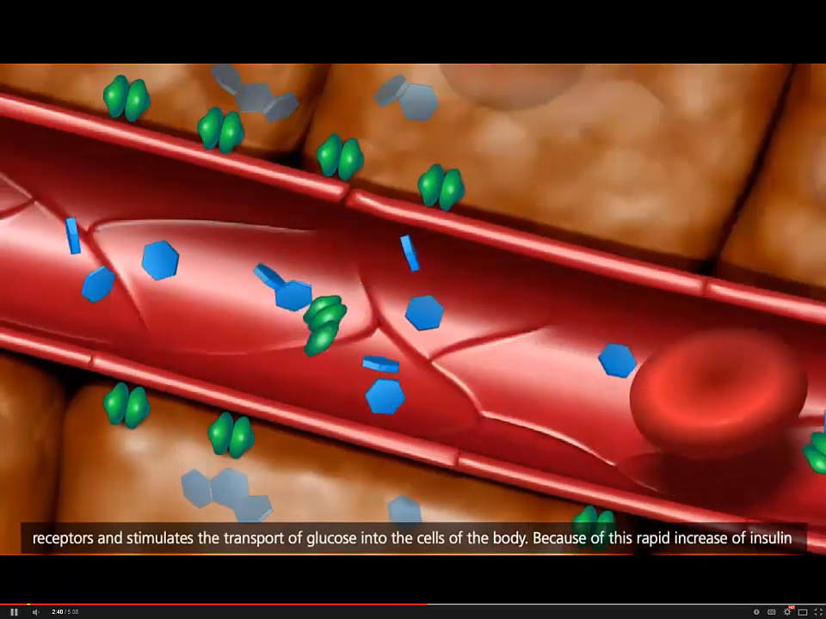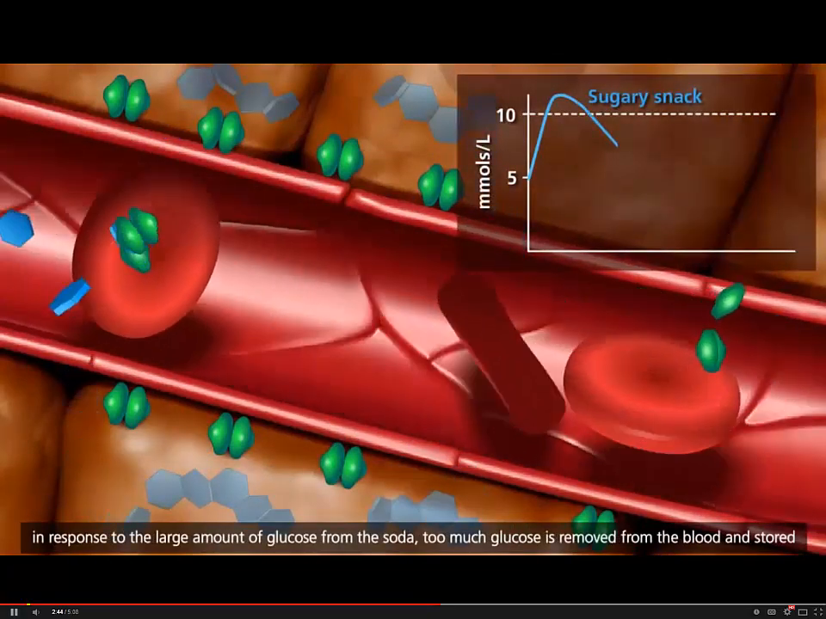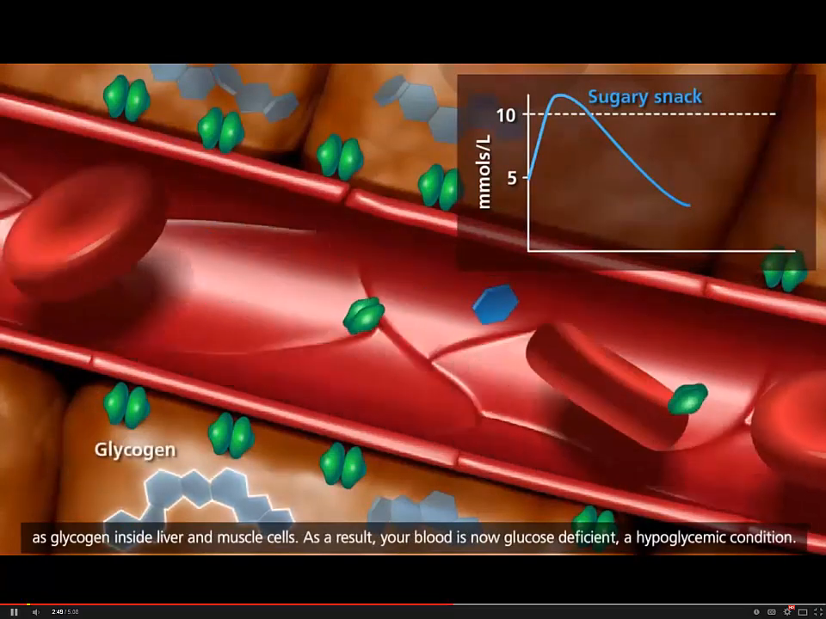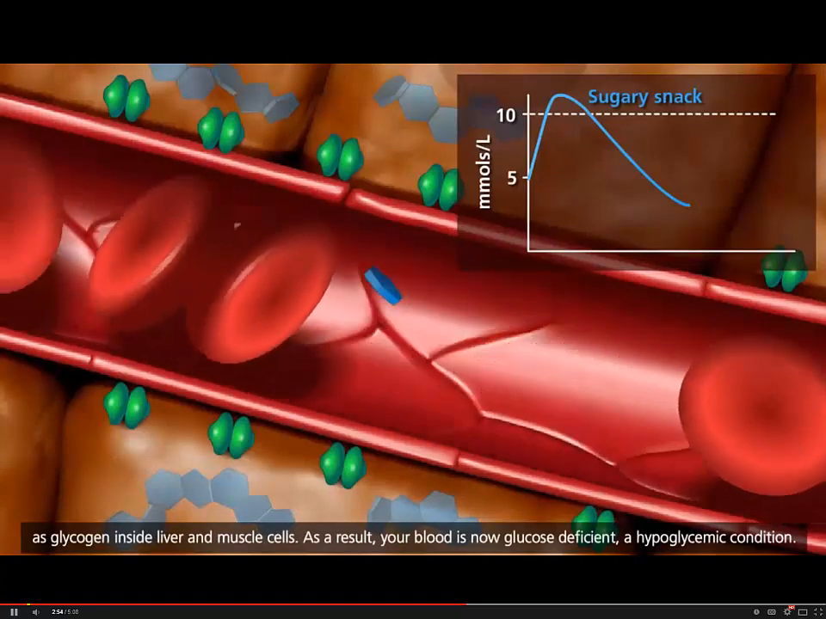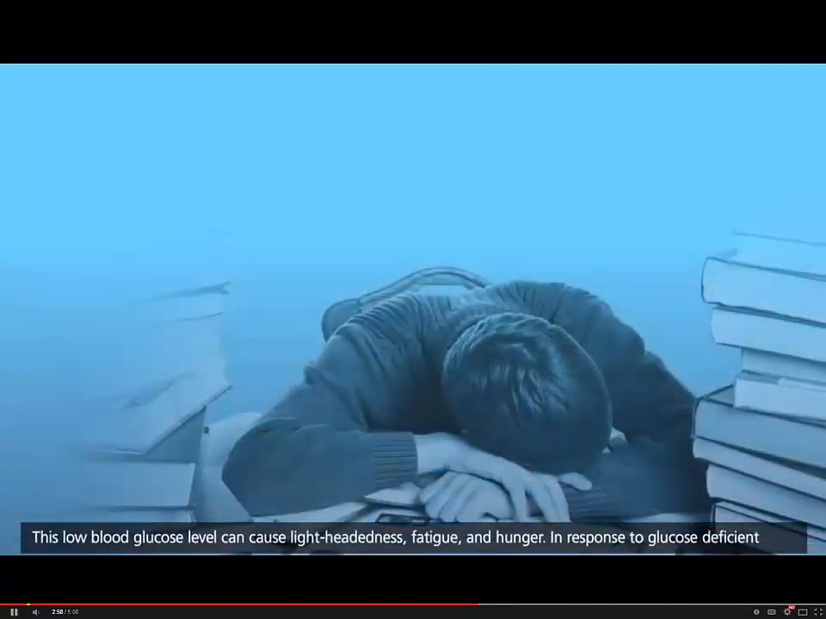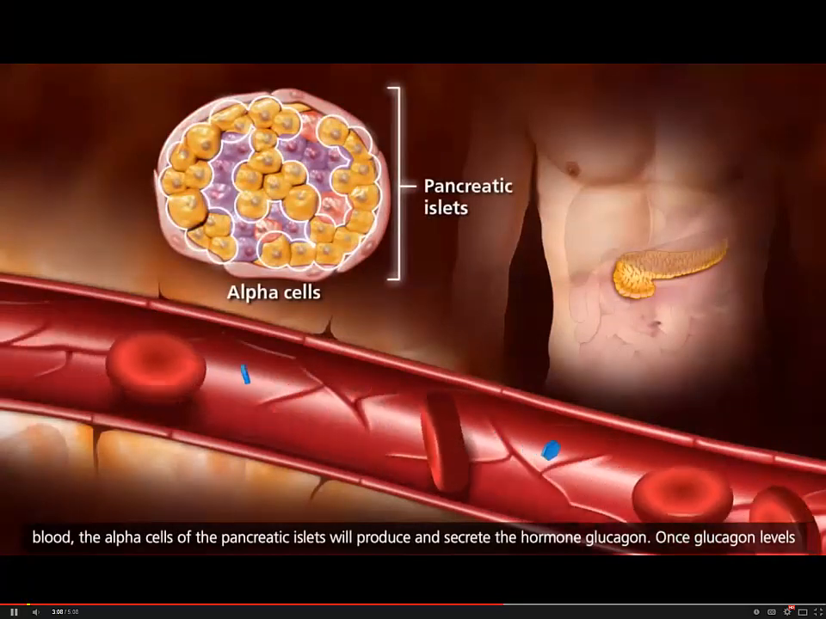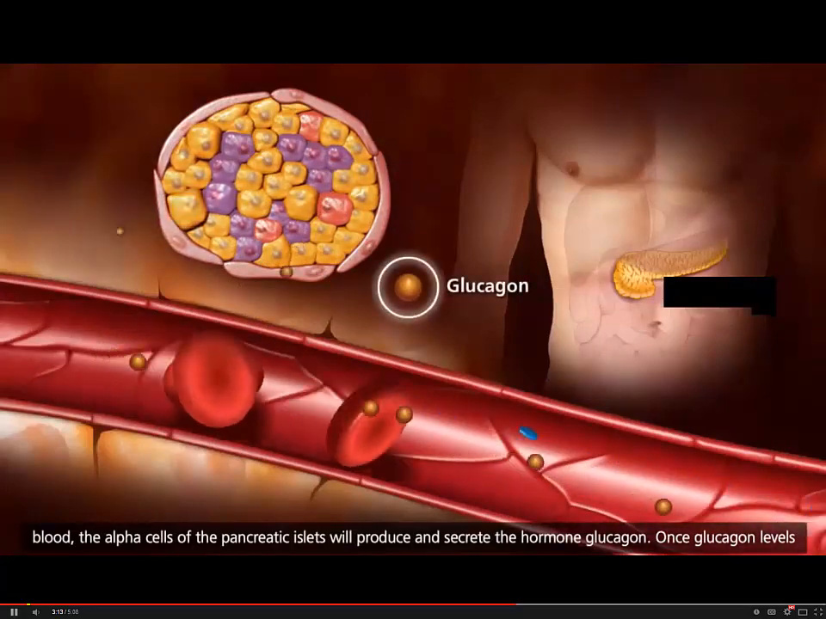Because of this rapid increase of insulin in response to the large amount of glucose from the soda, too much glucose is removed from the blood and stored as glycogen inside liver and muscle cells. As a result, your blood is now glucose deficient, a hypoglycemic condition. This low blood glucose level can cause lightheadedness, fatigue, and hunger. In response to glucose-deficient blood, the alpha cells of the pancreatic islets will produce and secrete the hormone glucagon.